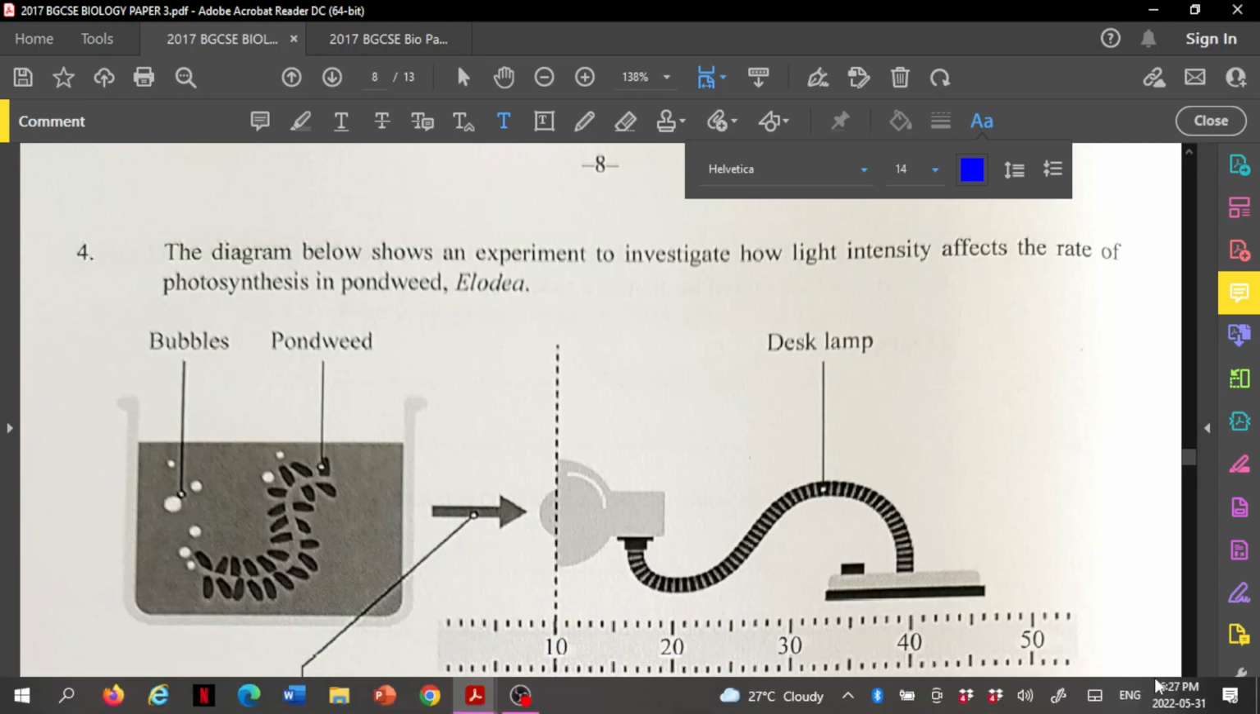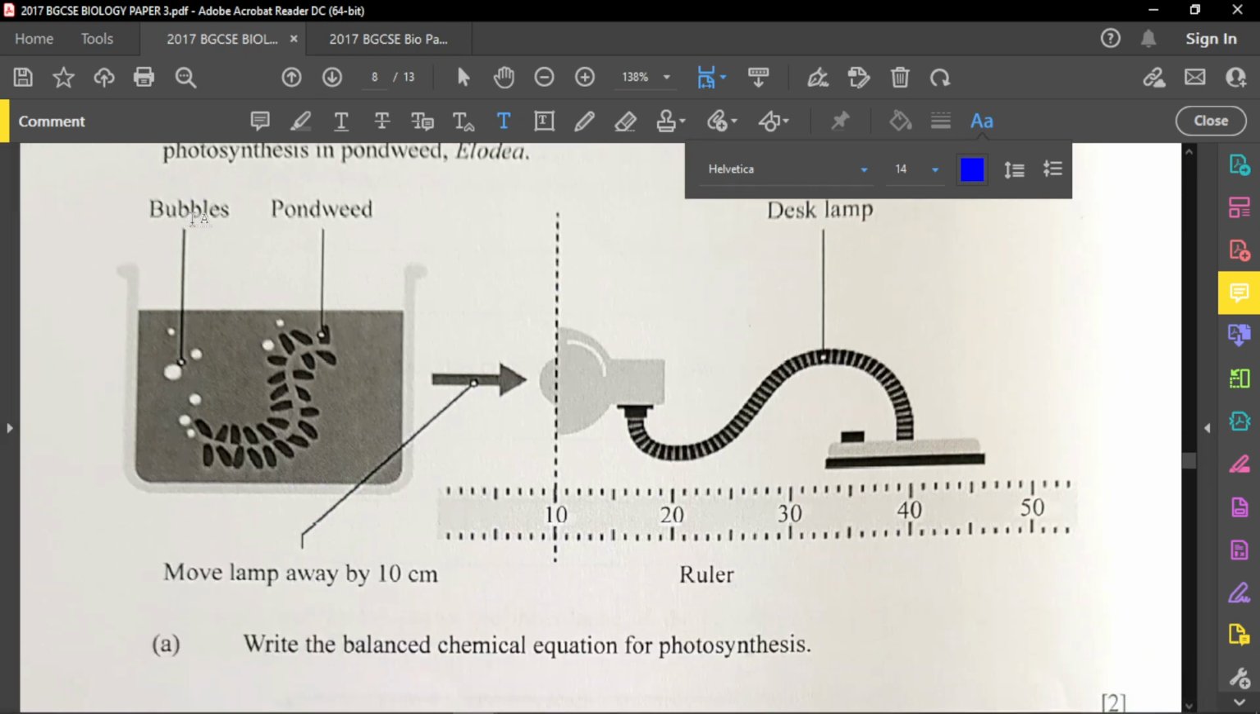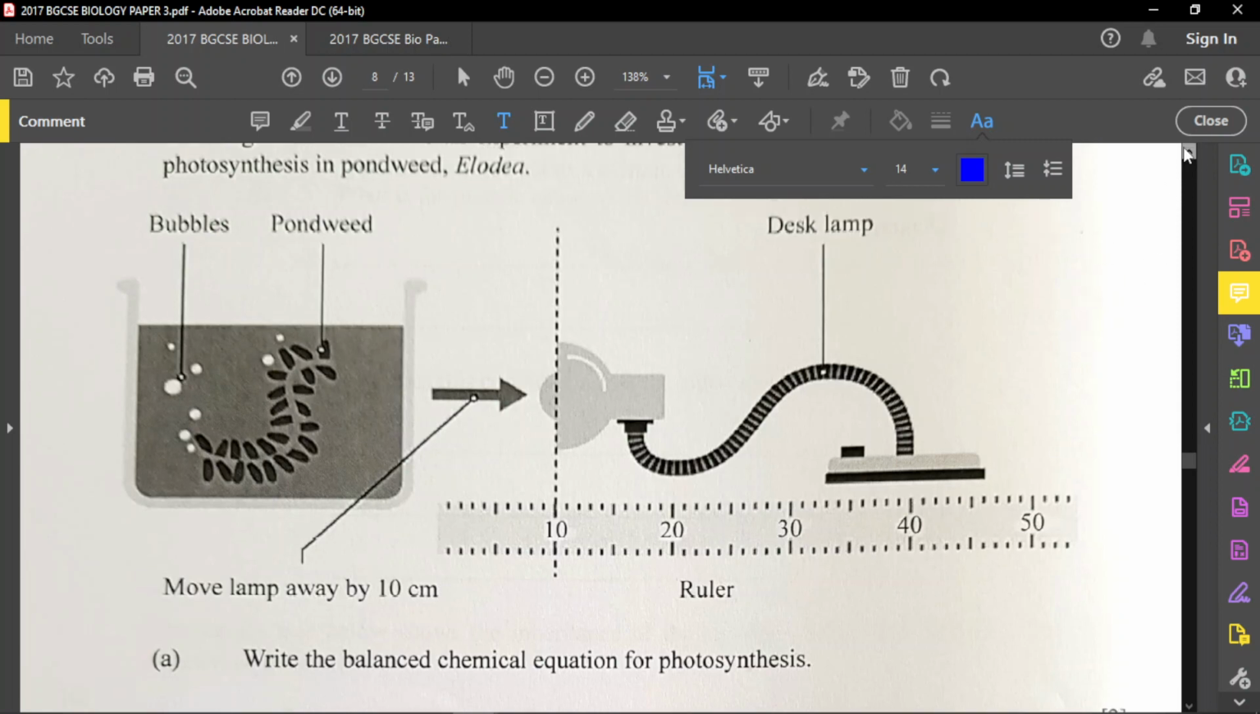All right, so let's go into this and point out a few things first. We have the bubbles here, and the bubbles giving off, we know what bubbles those should be: oxygen, because the plant is photosynthesizing. However, you have a lamp right here that's producing a certain amount of light, and we have 10 centimeter increments across the ruler. So now this lamp moves away by 10 centimeters each time, 10, 20, 30, 40, and so on. All right, so it's a regular desk lamp.